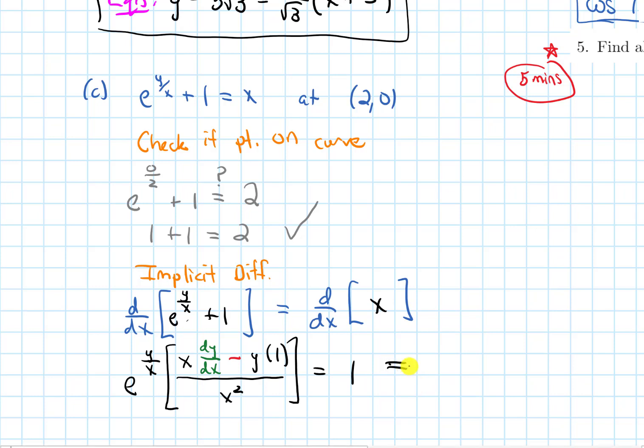All right, so we have taken the derivative of both sides. Now let's isolate dy dx. To do that, I'm going to multiply this x squared that's on the denominator over, and then divide by the e to the y over x that's factored out. If we do that, we get x dy dx, and then minus that y will be equal to x squared when I multiply it, and then I divide by the e to the y over x.